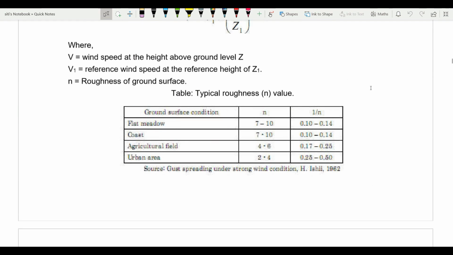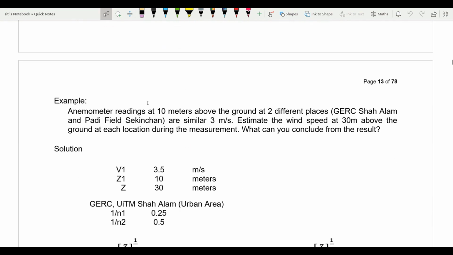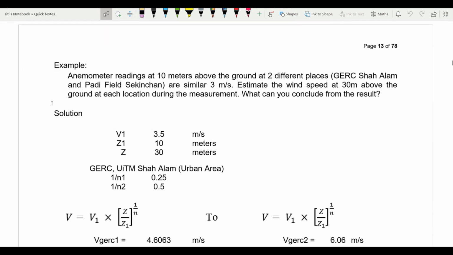Let's see an example to calculate this wind speed. Anemometer readings at 10 meters above the ground at two different places, which are Green Energy Research Center Shah Alam, Malaysia, and Paddy Field Sekinchan, Malaysia, are similar, 3.5 meters per second. Estimate the wind speed at 30 meters above the ground at each location during the measurement. What can you conclude from the result?